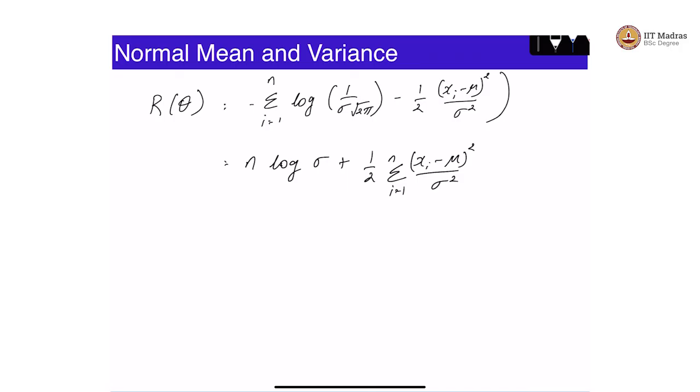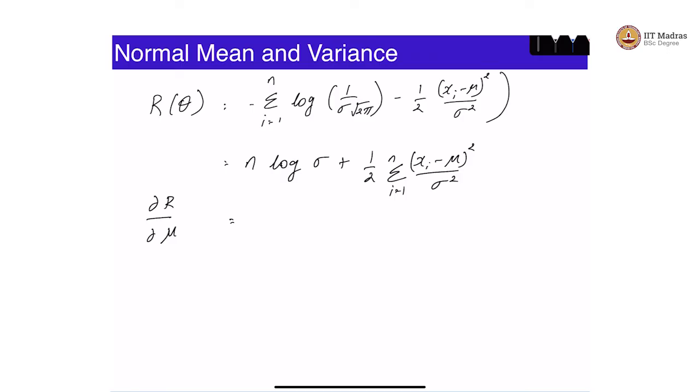So let's take the derivative of this with respect to mu and sigma squared and set it to 0 and see if we can solve those two equations. Let's first take the derivative with respect to mu and set it to 0. So we have ∂r/∂mu, the first term.